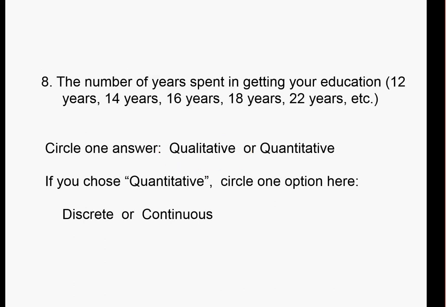Now, we can compare this with the next question. The number of years spent in getting your education, 12 years, 14 years, 16 years, 18 years, 22 years, so on and so forth. These are now explicitly expressing the values, the numbers, and quantities, and therefore this is a quantitative variable.